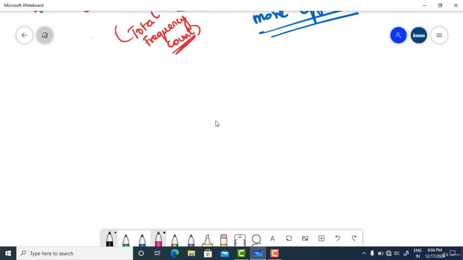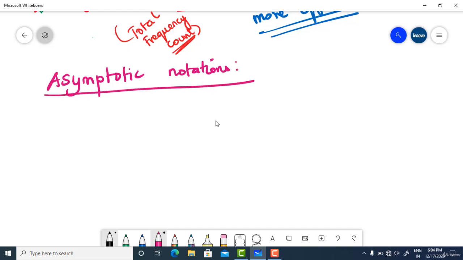All right. And yes, we measure time. We measure time using a notation called asymptotic notation. Asymptotic notation, right? Okay, and there are a lot of asymptotic notations, but the most popular one is big O.